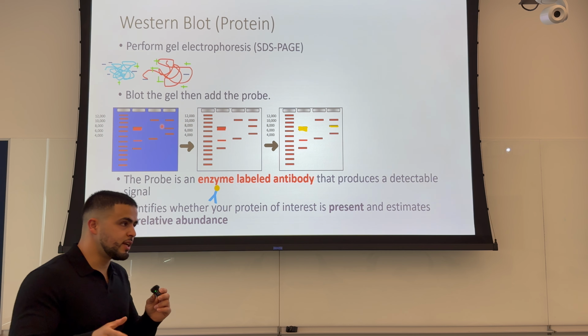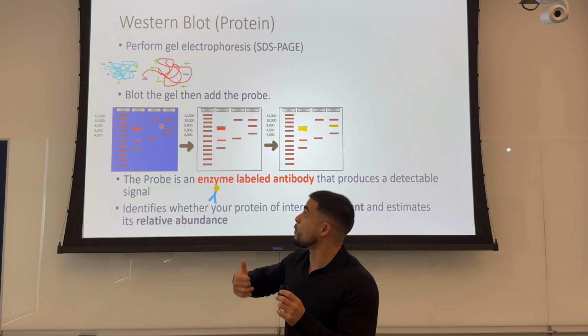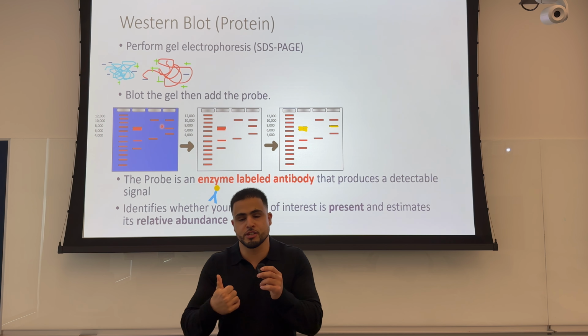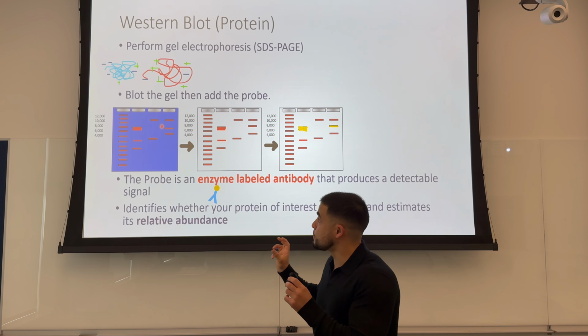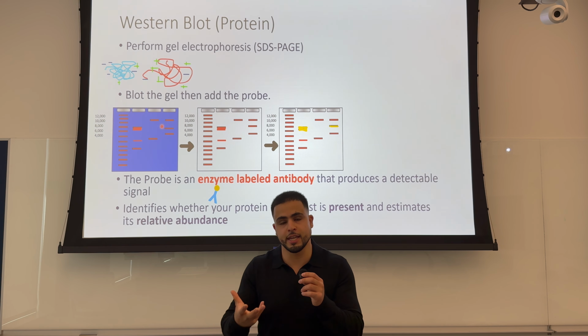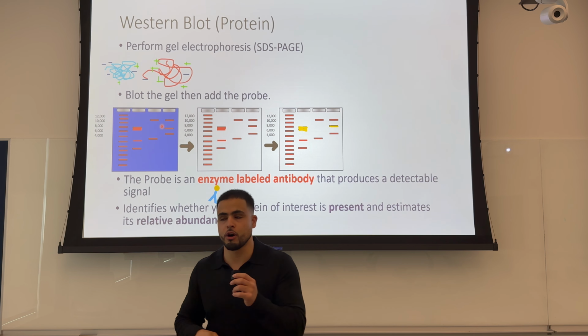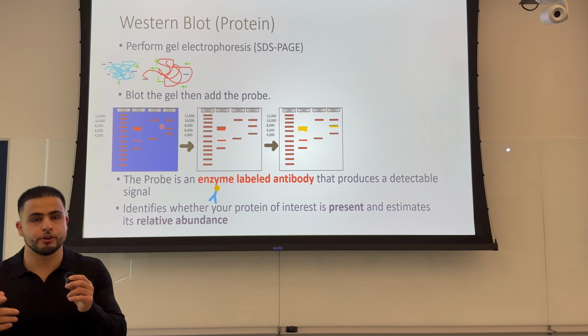So now let's talk about the different kinds of blotting. We're going to start off with Western blotting. I know it's kind of customary to start with Southern blotting that's specific to DNA, but I feel like this one's a bit more straightforward, so we'll introduce the idea with Western blotting and then we'll branch off to Southern and Northern blotting.